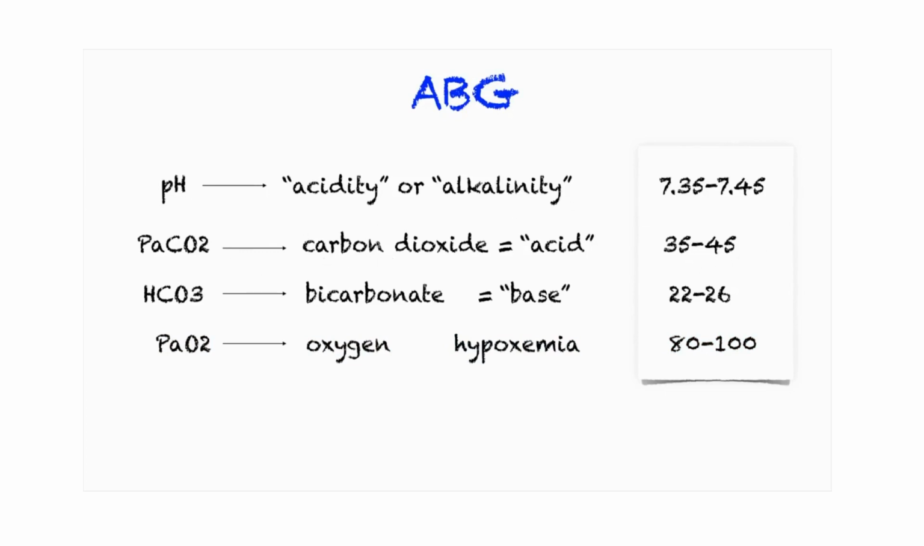And when you see carbon dioxide, think about acid. HCO3, your bicarbonate, your normal value is 22 to 26. And when you think about bicarbonate, think about base. And lastly, your PaO2, your oxygen, it is 80 to 100. Unfortunately, there is no other way around this but just to memorize these numbers. But if you do memorize these numbers, trust me on this, interpreting ABGs will be a breeze for you guys.